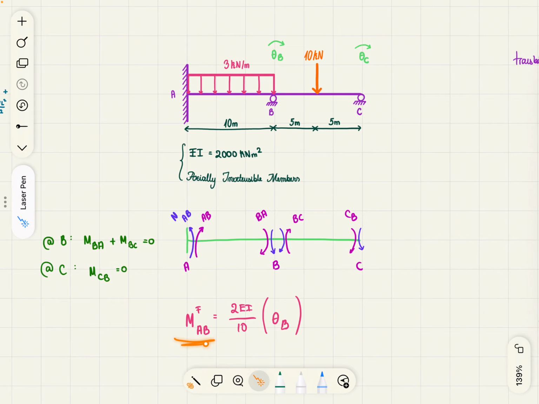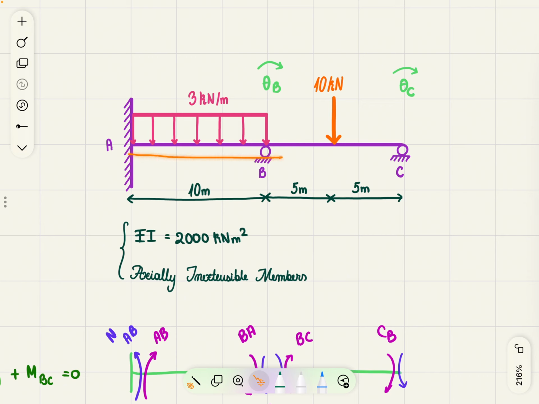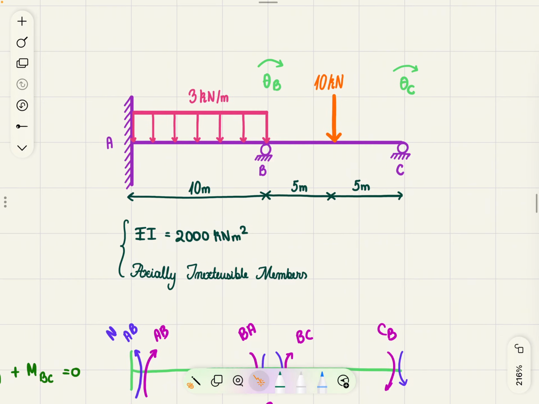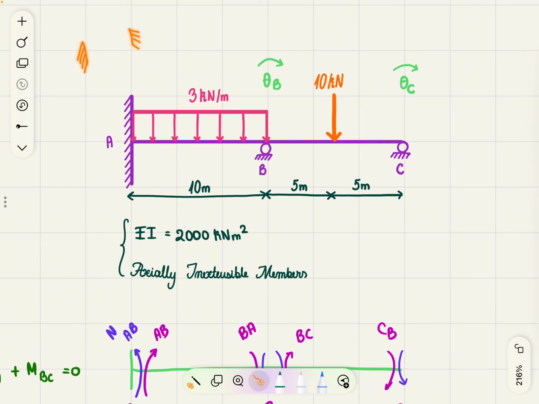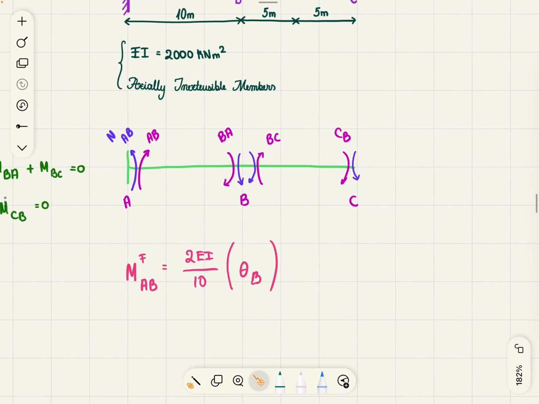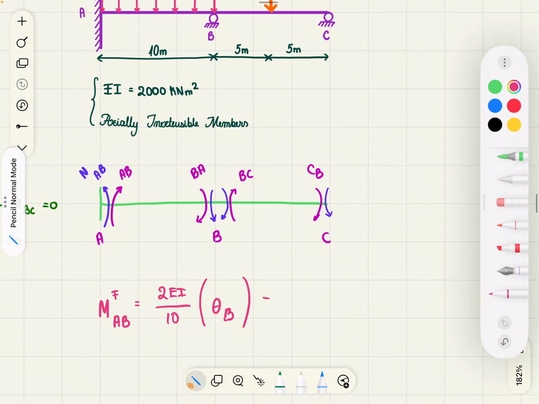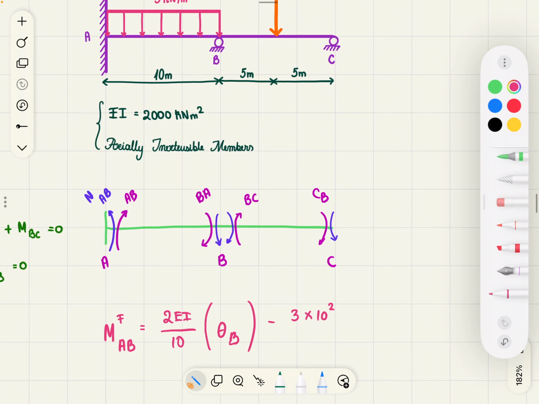And what else is going on between member AB? On member AB, you have a uniformly distributed load acting. So when you go in the end member moment table, you're going to see that you have a formula. You have lots of formulas. You're looking for the one that looks like this and has a uniformly distributed load. And you see that when you're looking from A towards B, you're going to have minus the UDL times the length squared over 12. If you are looking from B towards A, which we will do later, you'll see that it's plus. So, in this case, we said minus WL squared. W is 3 kilonewton per meter. The length which we're going to square is 10, and then we divide by 12 from the table.